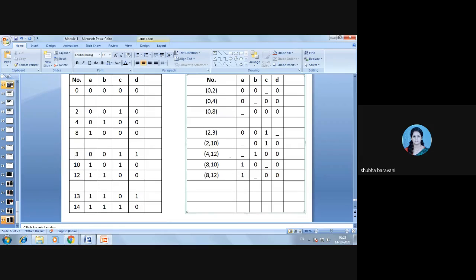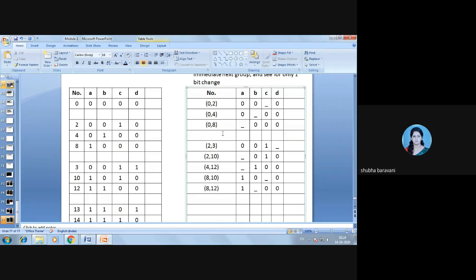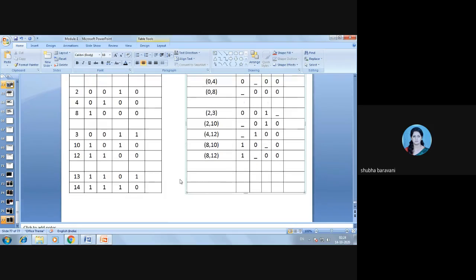Okay, next I'll go for the next one. 3. How to compare 3 now? 3 I'll compare with 13. 3, 13 is not possible. 3, 14 is also not possible. Then 10, 13. 1 to 1, 0. Okay. 10, 13. Not possible. 10, 14. 1, 1, 0, 1, 1.